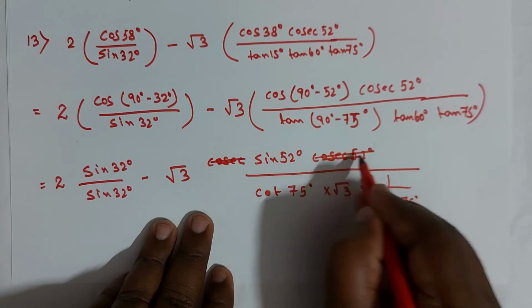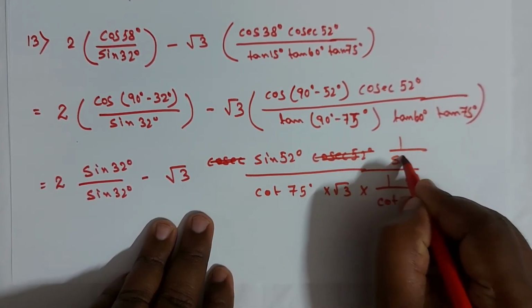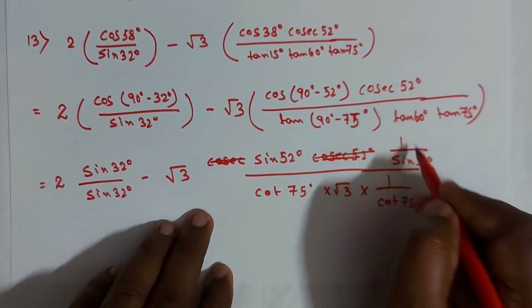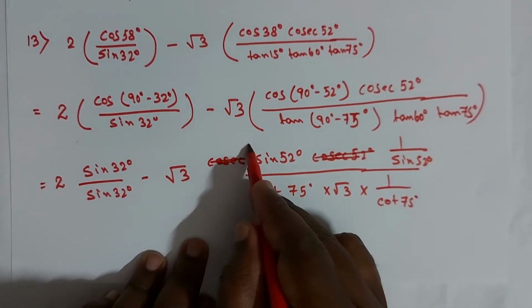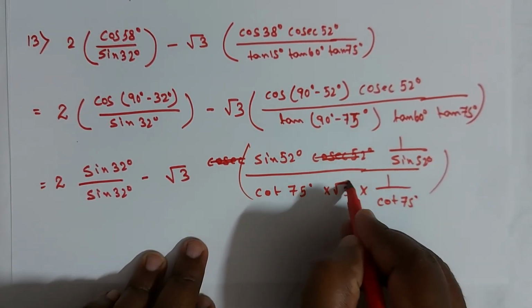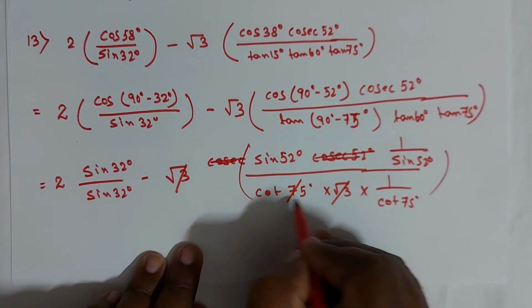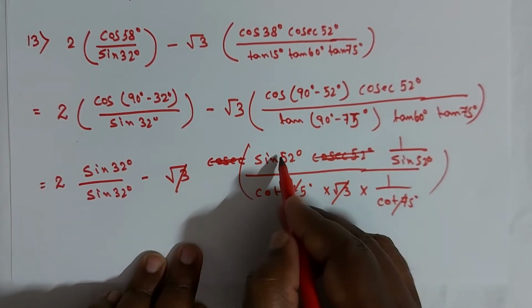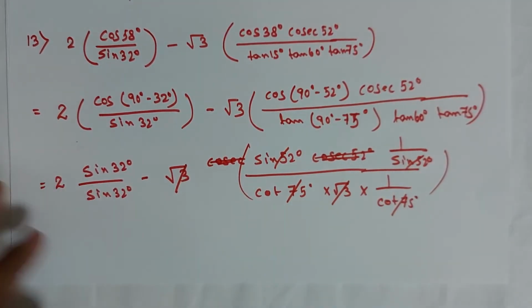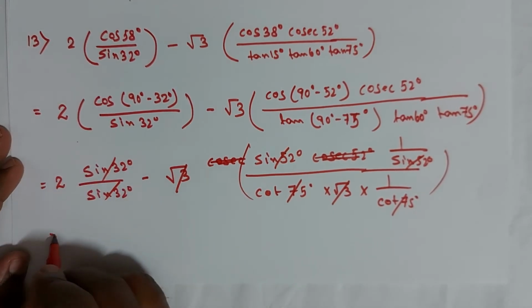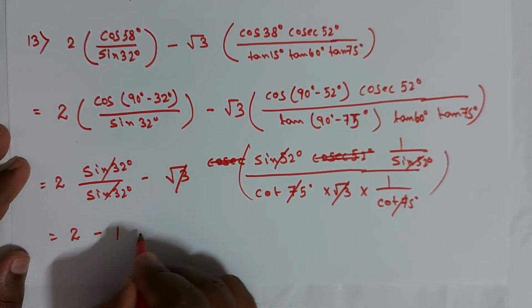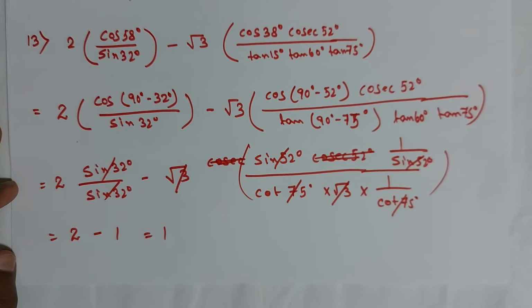So write this as it is, that's 1 by sine 52 degree. Cosec is the reciprocal of sine, so we need to write it this way. Root 3 cot 75 sine 52 sine 52. So in total this is 2 minus 1, so the value is 1. Okay, so this is our answer. So move to the next question.